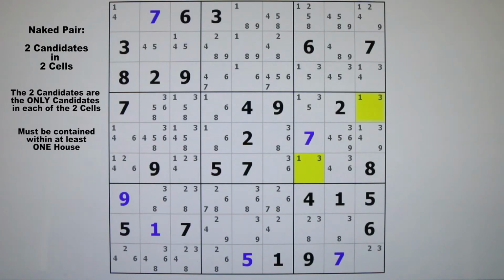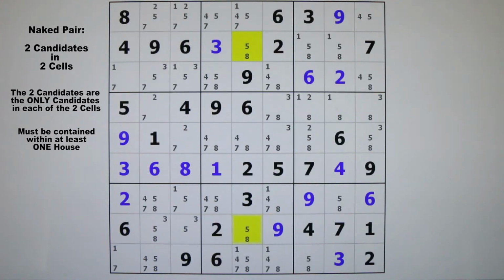Here in block 6, we have a naked pair of 1 and 3, and 1 and 3. So we can eliminate that 1, that 3, that 3, that 1, that 3, and that 3. Got it? Next one. In column 5, we have a naked pair of 5 and 8. So 5 and 8 cannot occur anywhere outside those yellow cells in column 5. So you can eliminate that 5, that 8, and that 5 and that 8.